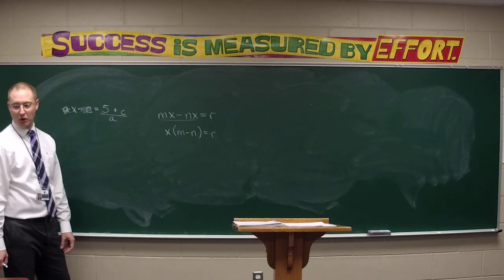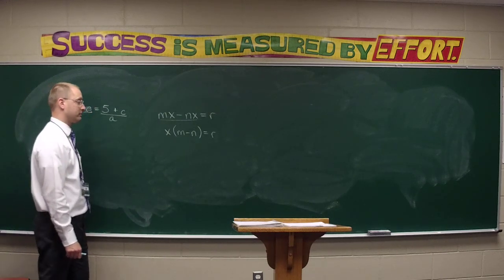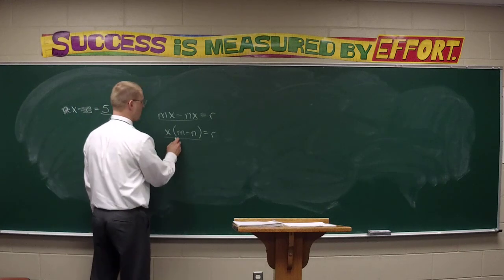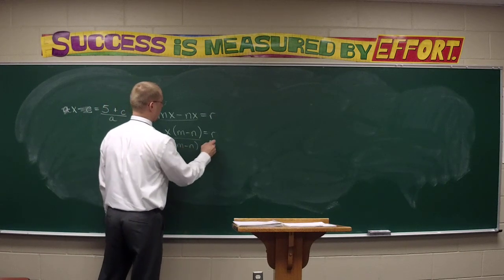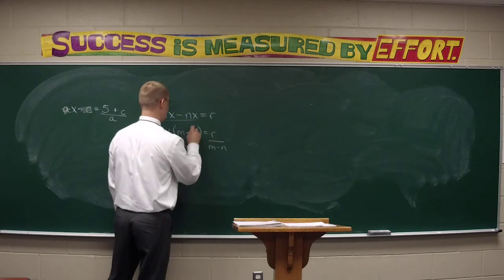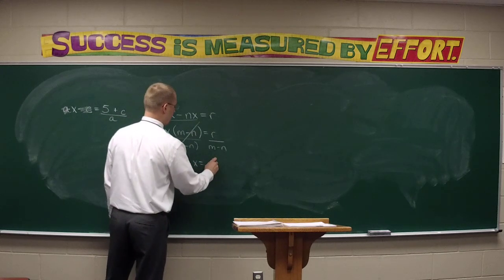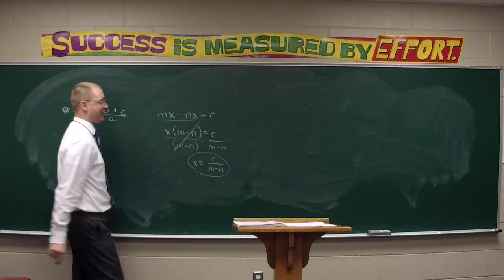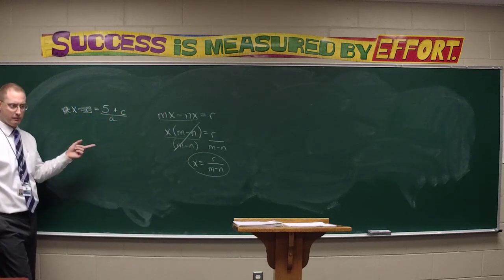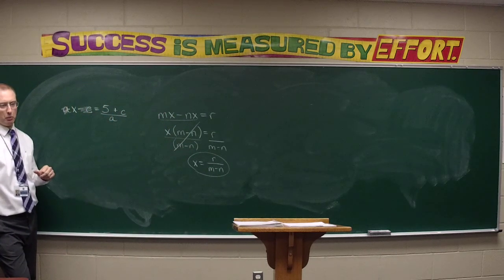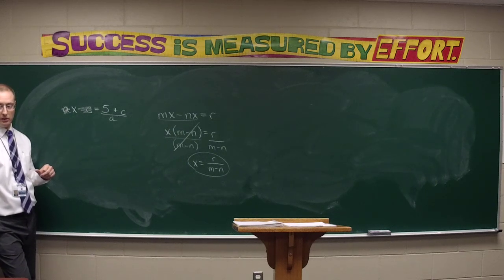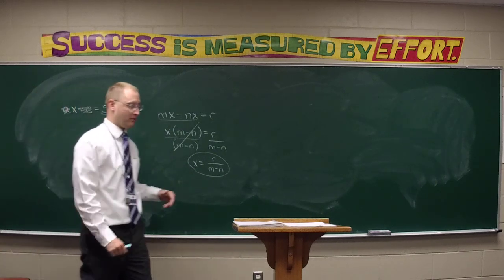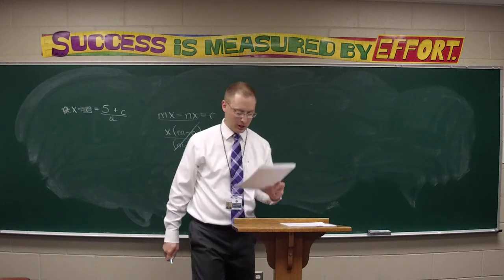What do I have to do to solve for the x now, Abby? Divide away the m minus n. We're going to divide the entire quantity m minus n from both sides. And there's my answer. x equals r over m minus n. Questions on this? You're going to remember this from Algebra 1. For some of you, it's been a little while. Okay, some of you not as much. That's okay. Believe me, you'll get back in the swing of things very quickly here.